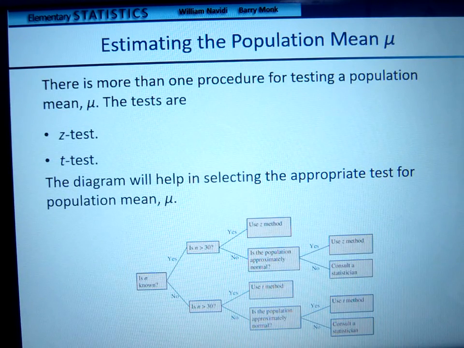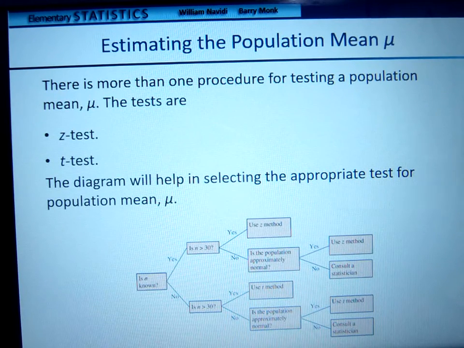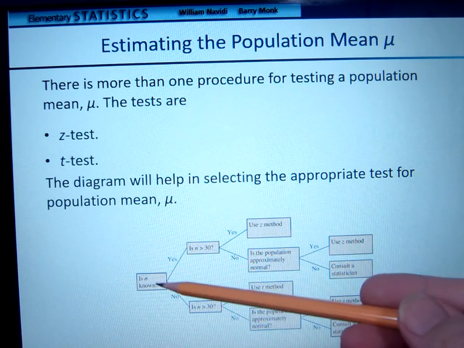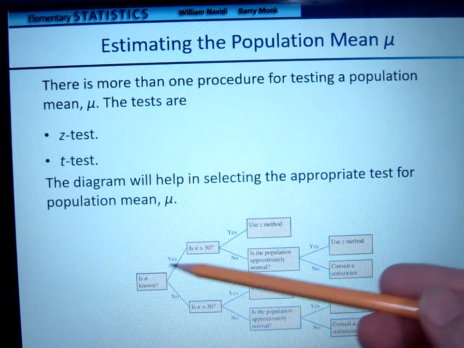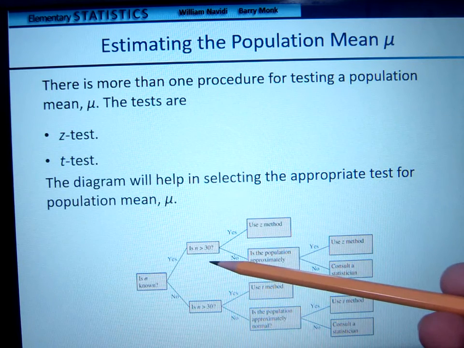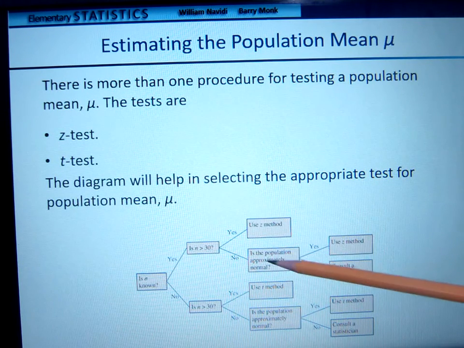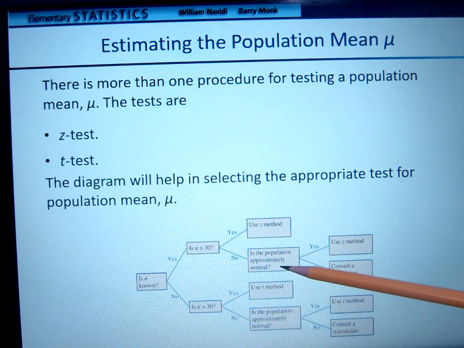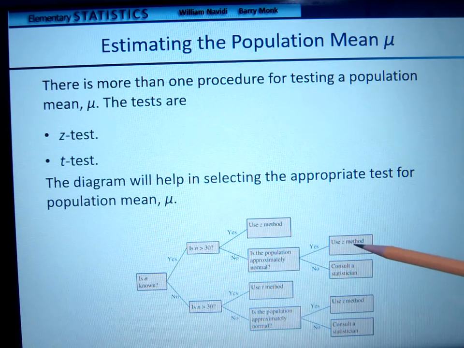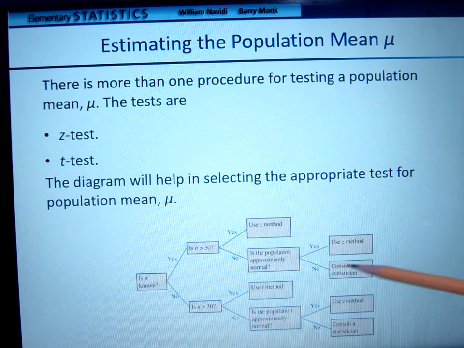There is more than one procedure for testing a population mean, mu. The tests are z-tests and t-tests. So this diagram will help you select the appropriate test for the population mean. Is your standard deviation known? If that's yes, you're going to ask, is n greater than 30? If that's yes, you're going to use the z method. If that's no, is the population approximately normal? If that's yes, use the z method. If it's no, consult a statistician.